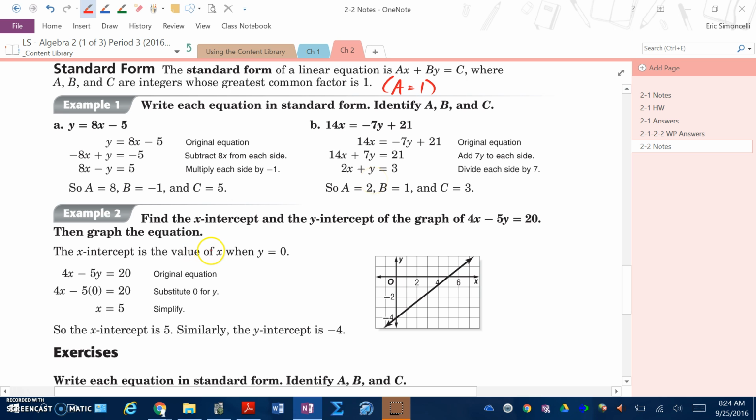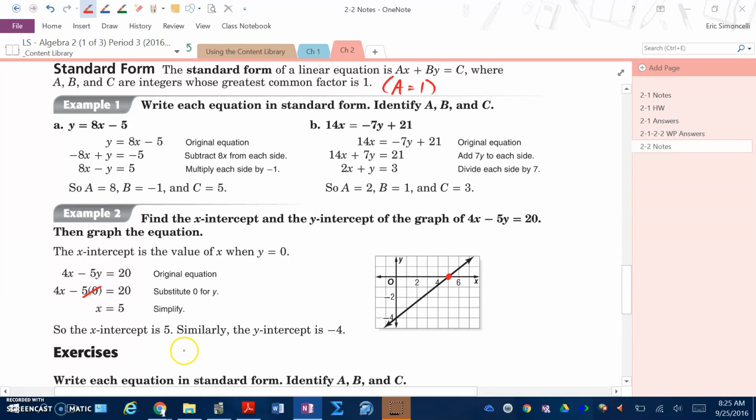Example 2. Find the x-intercept and the y-intercept of the graph of 4x minus 5y equals 20, and then graph the equation. So to find the x-intercept, we always set the other variable equal to 0, in this case y. We'll do the same thing with the y-intercept, but we'll set x equal to 0. So we have 4x minus 5y equals 20. We'll substitute 0 in for y, and that's just going to cancel out. We divide both sides by 4, and we get x equal to 5. So 5 comma 0, just plot that point. They already have the graph there for you.